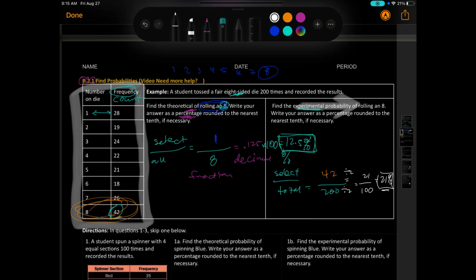So the experimental does not match the theoretical. But if you did this a bunch more times, guess what would happen? We would go closer to 12.5%.